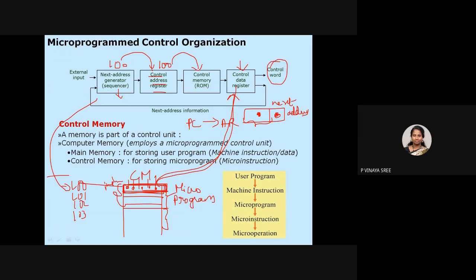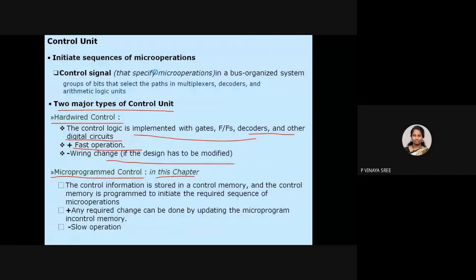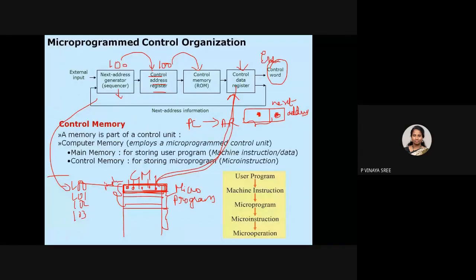The control word is nothing but a set of control variables. Control variables at any time, represented by 1 or 0, are known as a control word. So it is executed so that it generates the corresponding control signals. At the same time, the next address, which is 101, is given to the next address sequencer, so that it goes to 101.